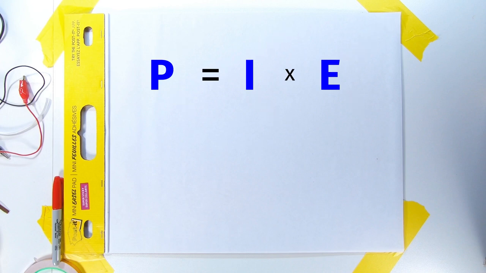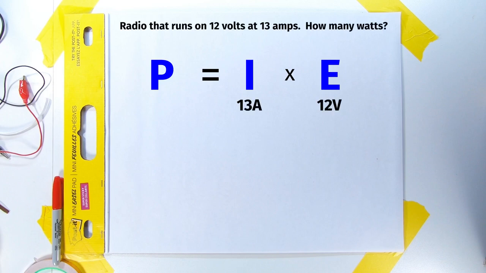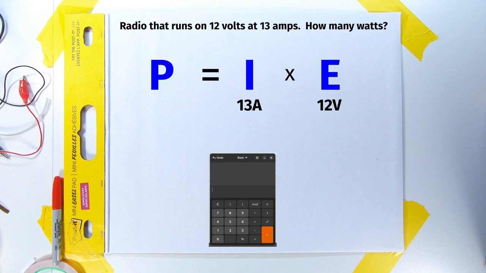All right, let's try some math out. Let's say I've got a radio that runs on 12 volts and consumes 13 amps when transmitting. Well, that's simple. 12 times 13 equals 156, so that's 156 watts of power.